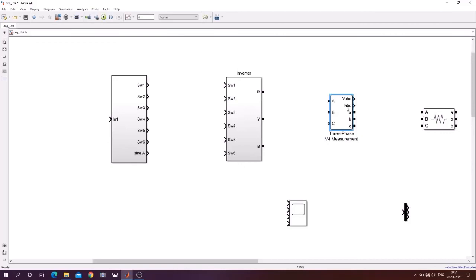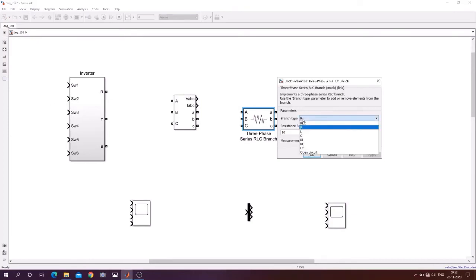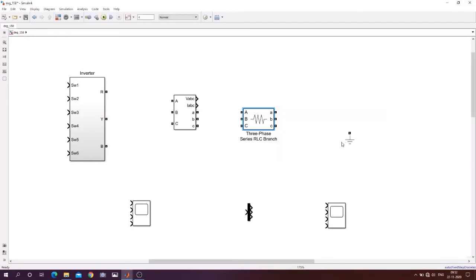Voltage and current, and I have taken one load. This load you can change it from resistance, inductance, RLC and everything. I will take it in resistance mode and I will give in resistance 10. And I have taken one ground. So three phase load.